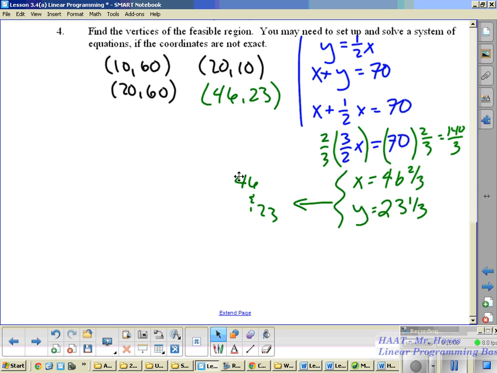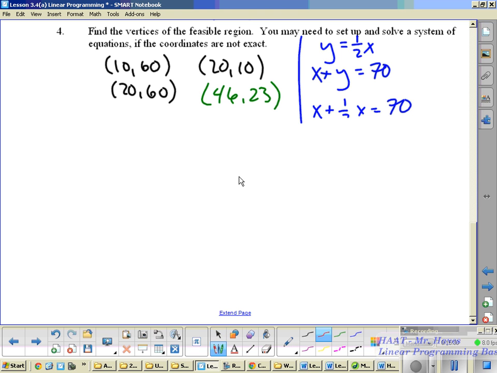All right, now, what you're going to end up doing, this isn't on your notes, but who cares if I have the vertices, right? Well, this is the whole reason why you do it. Anything in the feasible region is a possible solution. Your vertices are places where you generally will maximize or minimize your opportunities.